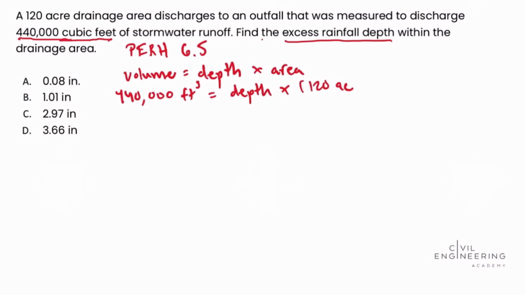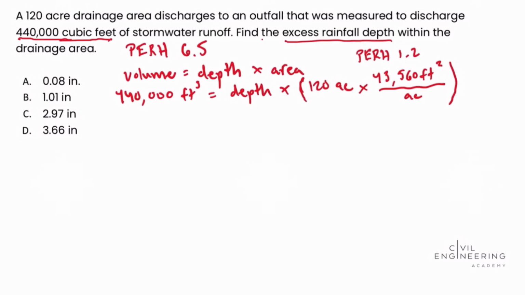Now what we'll need to do though is convert our acres to square feet, and we know in the PE reference handbook in section 1.2 we have our unit conversion factors. So we'll take our 120 acres and we'll multiply it by the conversion factor of 43,560 feet squared per acre. And that gives us area in square feet.